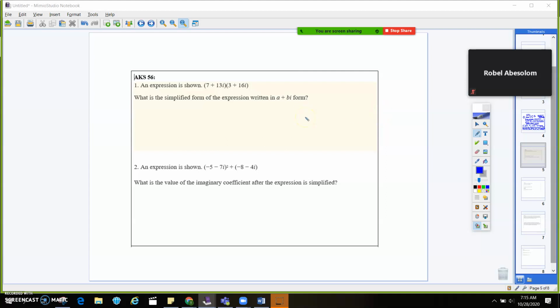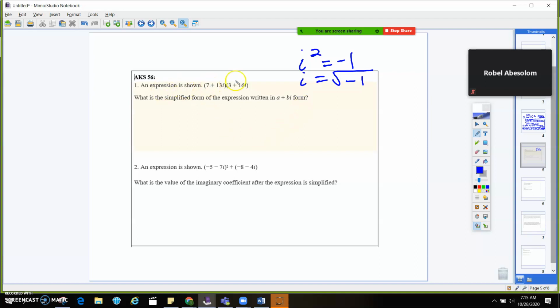All right, so this is AKS 56. So this is talking about complex numbers. Two main things that I need you to know is that i squared is -1 and i is the square root of -1. Okay, so this was talking about imaginary numbers. This was when there's a negative underneath the radical. We don't like that because it doesn't produce an actually real number.